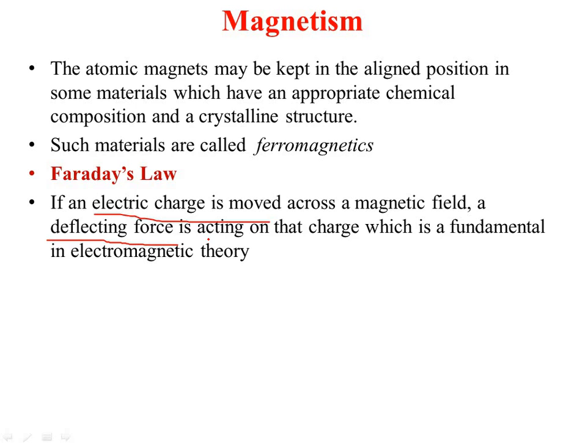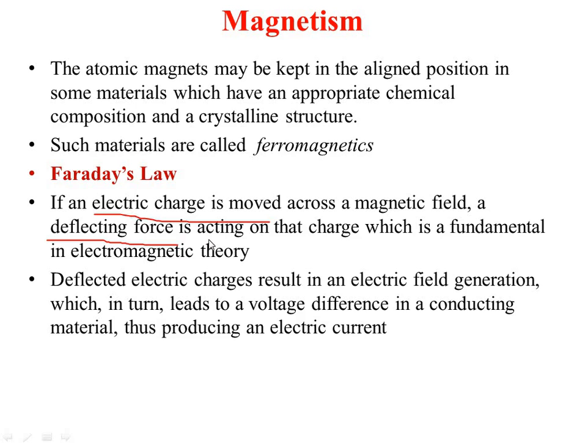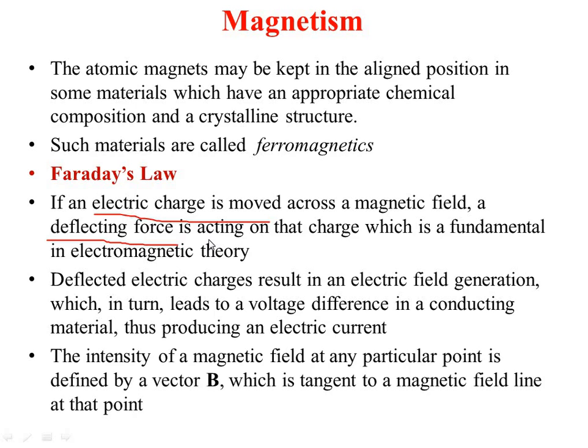This is the base of fundamental electromagnetic theory, and Faraday came up with this electromagnetic law. Deflecting electric charge results in electric field generation, and if you pass the current, it will generate a voltage difference across the material and you can produce the electric current accordingly.